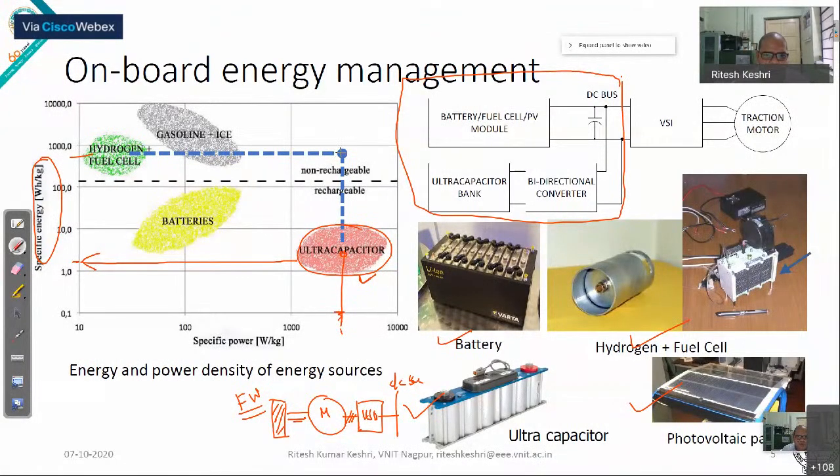So what is the operating point now? It is here. So high energy density and high power density. That's why we need hybridization. Here you have shown it for onboard energy management, but the same thing is equally applicable for off-board energy management with the charging station. So I hope you understand why we go for this type of hybrid energy sources.